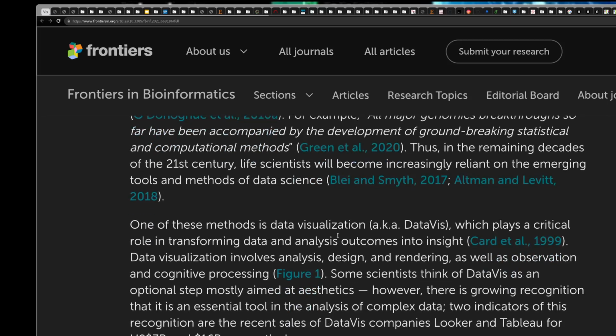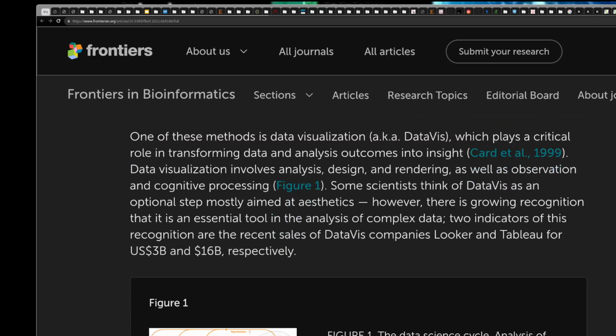One of these methods is data visualization, aka data vis, which plays a critical role in transforming data and analysis outcomes into insight (Card et al., 1999). Data visualization involves analysis, design, and rendering, as well as observation and cognitive processing.